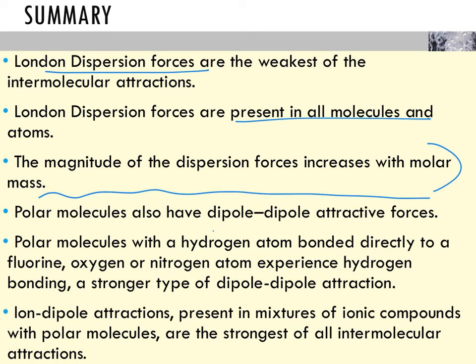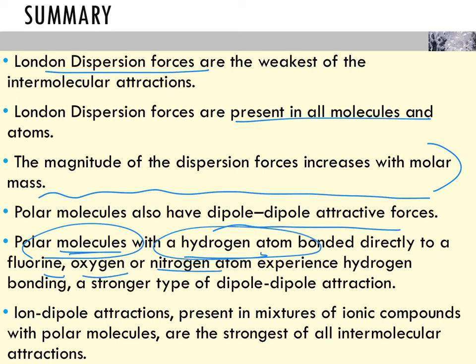All right, dipole-dipole intermolecular forces are the next stronger. You have to have a polar molecule, which means it can't be totally symmetric, to have dipole-dipole. If your polar molecule has a hydrogen atom directly bonded to fluorine, oxygen, or nitrogen, you will have hydrogen bonding, okay, which is the strongest of the intermolecular attractions between neutral molecules, okay?